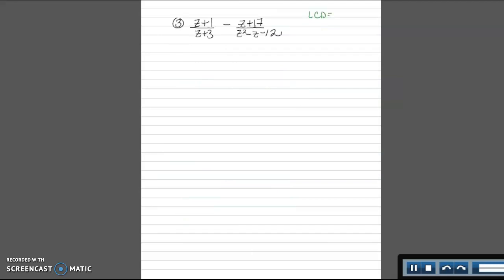Right, here's our last example. So what we're doing here is we need to factor. So we're going to factor the trinomial and that factors into z minus 4 times z plus 3. And now my LCD I will build by taking all of the different factors. So I see a z plus 3, I need to have it. And then I also see a z minus 4, I need to have that. I already have a z plus 3. The exponent on each of these is 1.